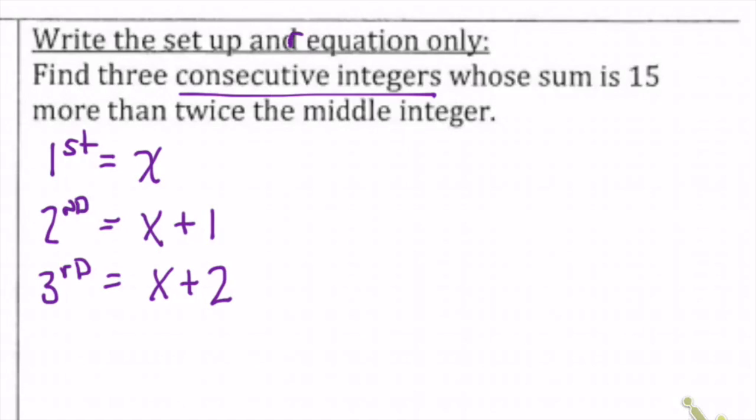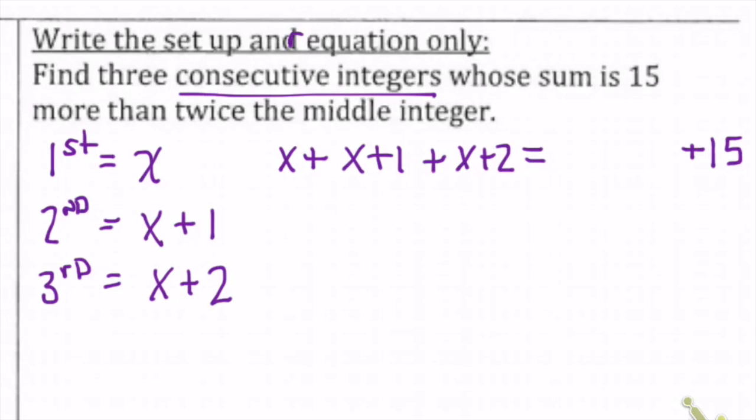Now that we've defined our variables, we want to write our equation. So 3 consecutive integers whose sum, so that means I'm adding the 3 consecutive integers. So that's x plus x plus 1 plus x plus 2, and the sum is, so that's equals 15 more than, so I'm adding 15 to something. It's 15 more than twice the middle integer, and the middle integer is x plus 1. So just taking it phrase by phrase to write that equation.